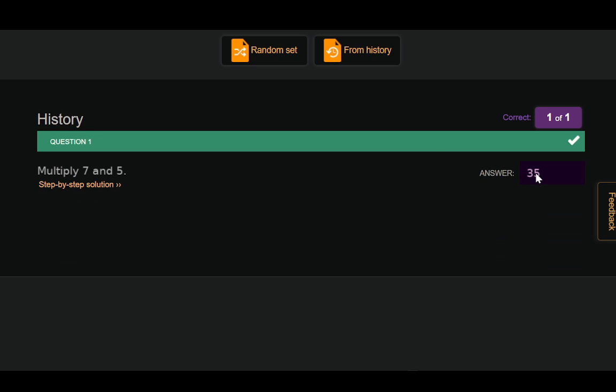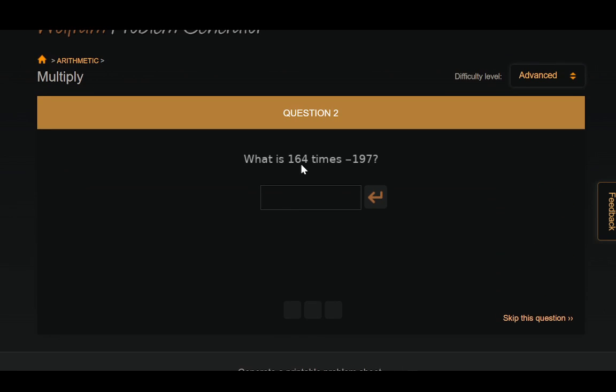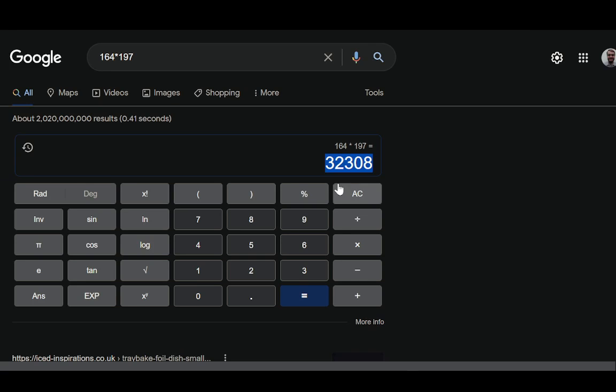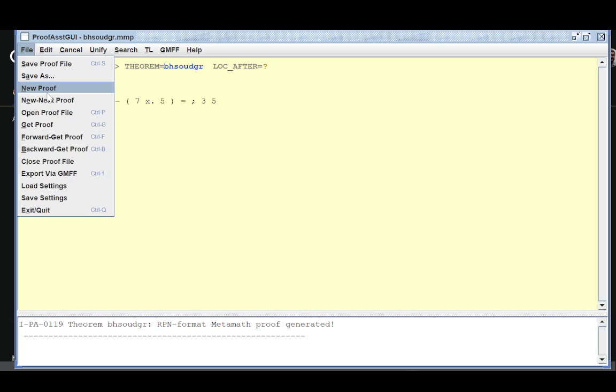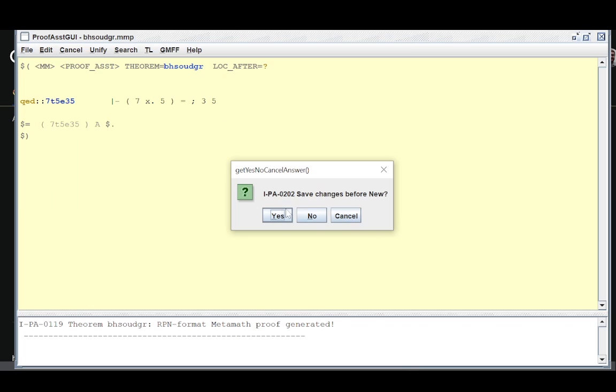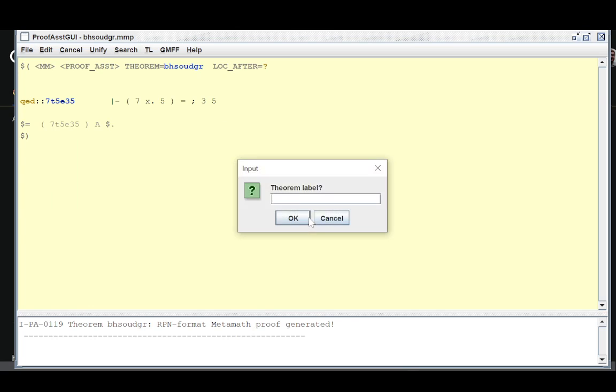So that was that. And then I moved on to 164 times minus 197. So let's try and do that. And I think we need this. So we need 164. So let's have a new proof. Do not save changes.